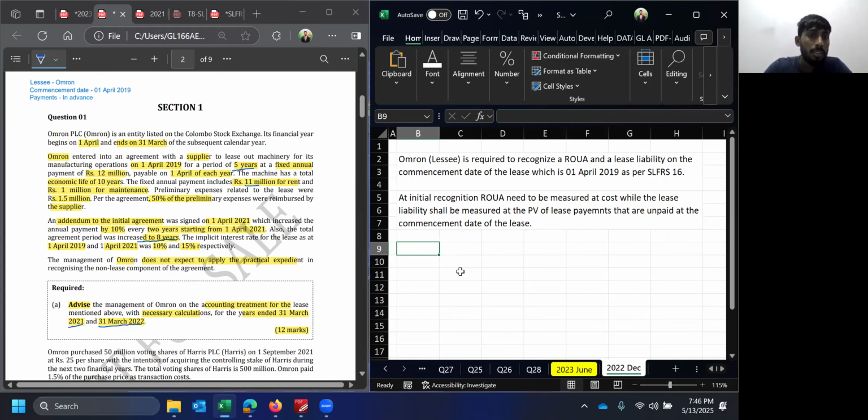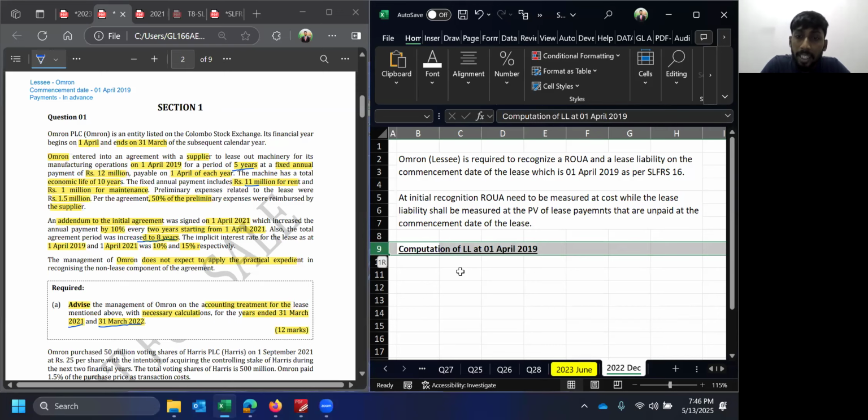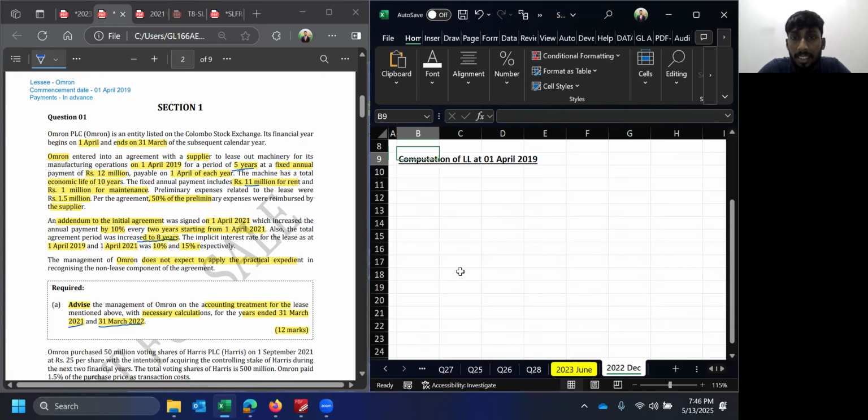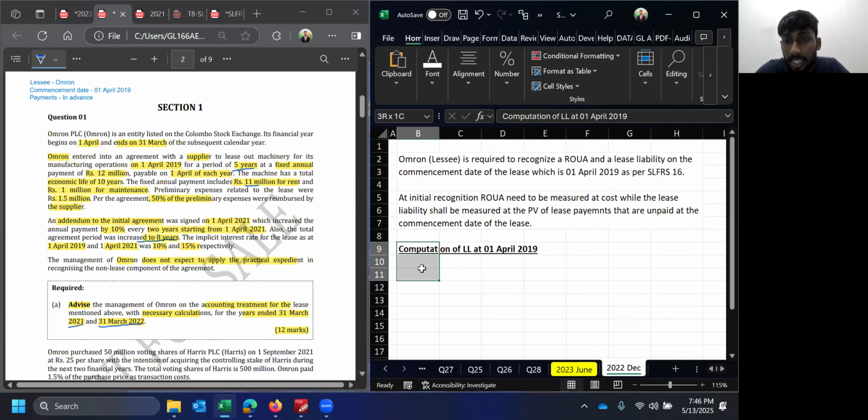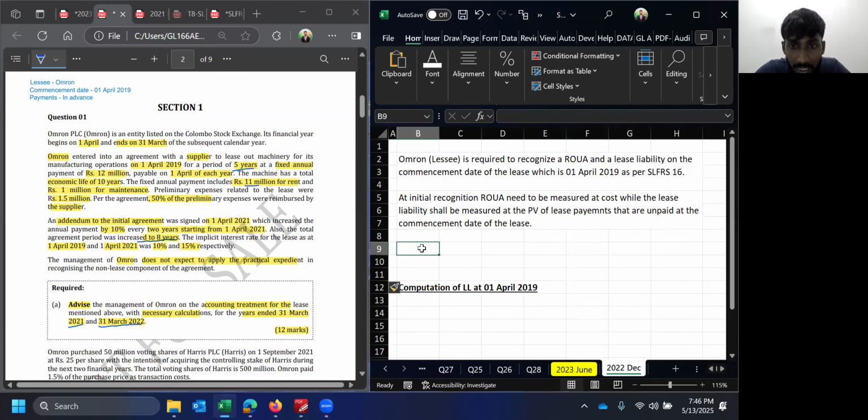Okay. Now what you can say is, you can mention, or else you can do a work in computation of initial lease liability. Computation of lease liability at 1st April 2019. No. Before that, we need to mention another thing. What is that?